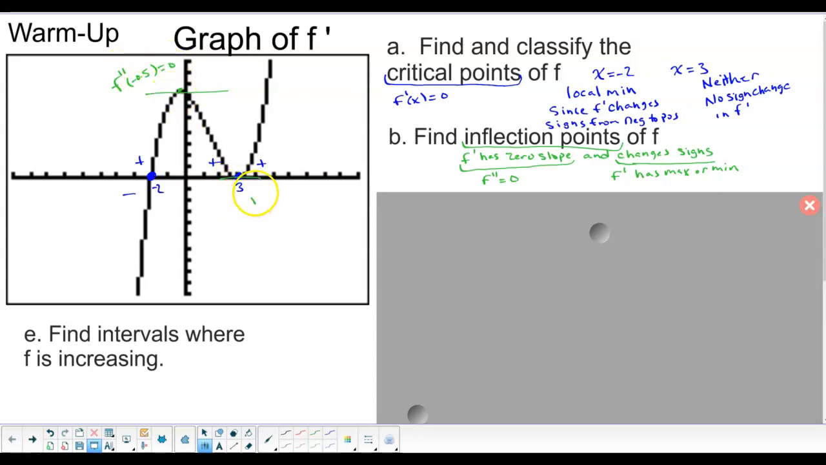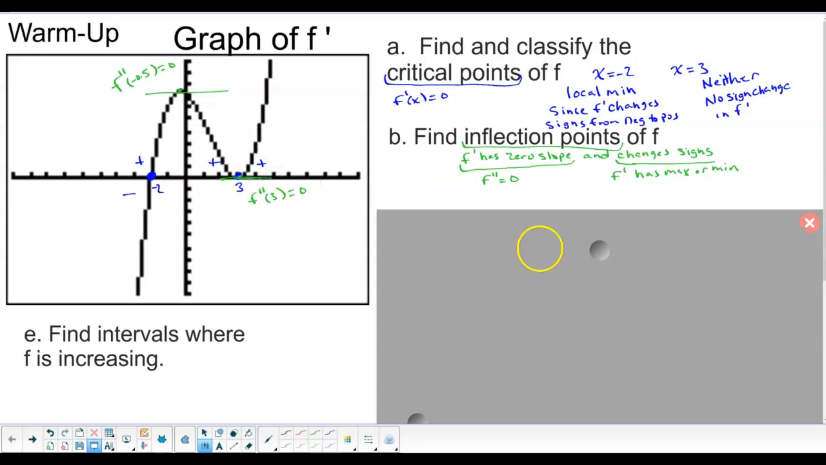And then right here at 3, you can see the second derivative is also equal to 0 because there's horizontal tangents there. Now, we also have to look for the sign change. So notice the slopes of f prime go from positive slopes to negative slopes. So I do have a sign change. And then here, my slopes go from being negative to positive, so I have a sign change in the second derivative as well. And that tells me that there are points of inflection at x equals -0.5 and x equals 3.